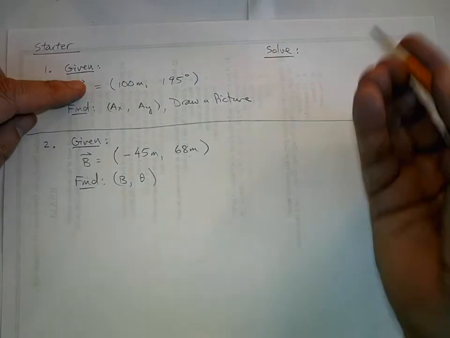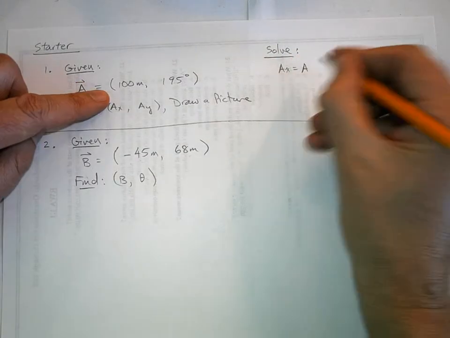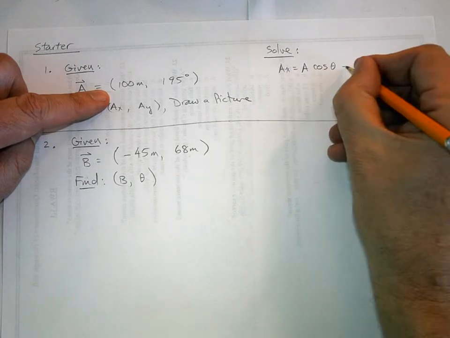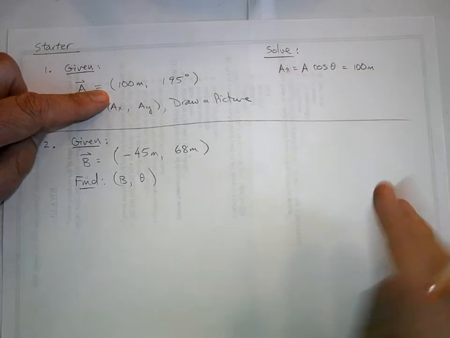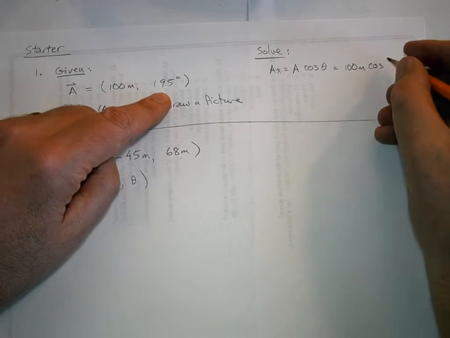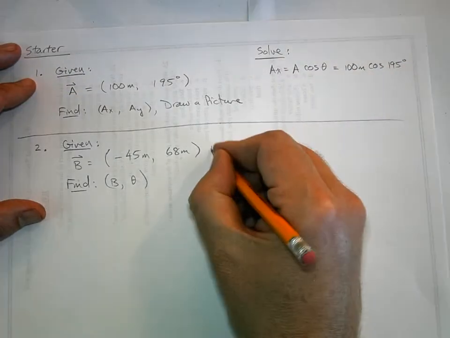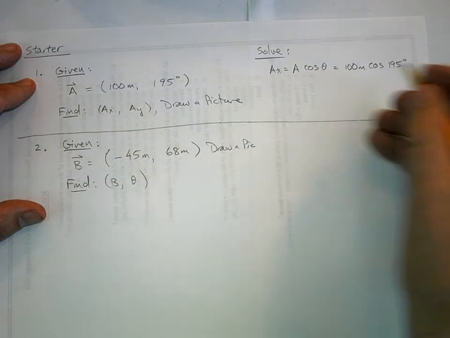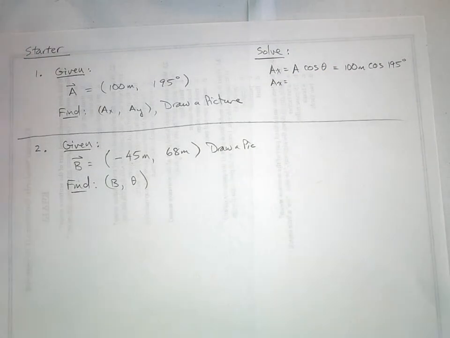To find A_x, we just need to take A and multiply it by the cosine of theta. That's just going to be equal to 100 meters times the cosine of 195 degrees. Oh, and let's draw a picture of both of these. And when I do that, A_x is equal to, oh, where's my calculator?